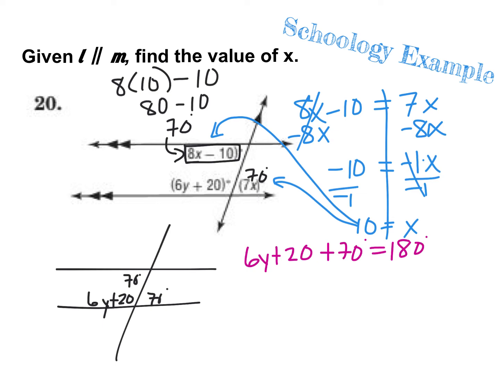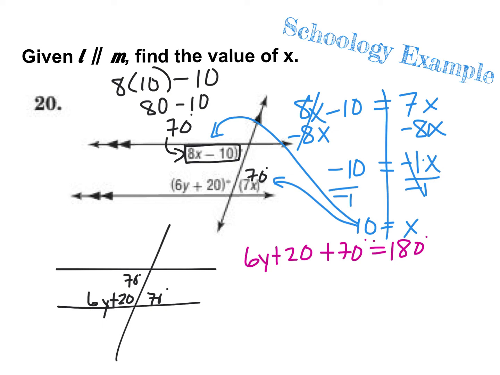Now, I could also use this other angle down here. These two together form a line. They're a linear pair. We spoke about linear pairs before. Angles that are adjacent and form a line also add up to 180. So you could also say 6y plus 20 plus 70 equals 180. See how the equation doesn't change? You can add these two to 180 because they're consecutive interior, or you can add these two to 180 because they're a linear pair. The formula does not change. You're going to get the same solution.